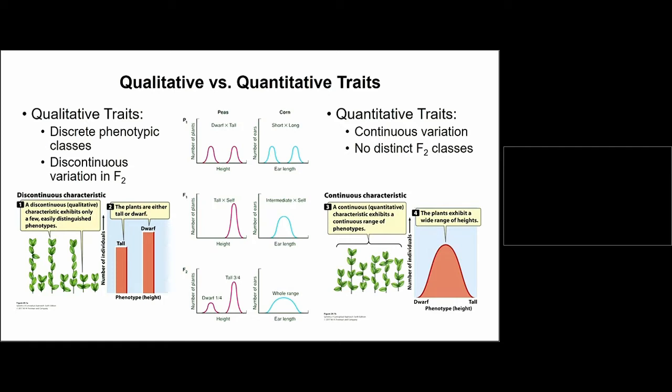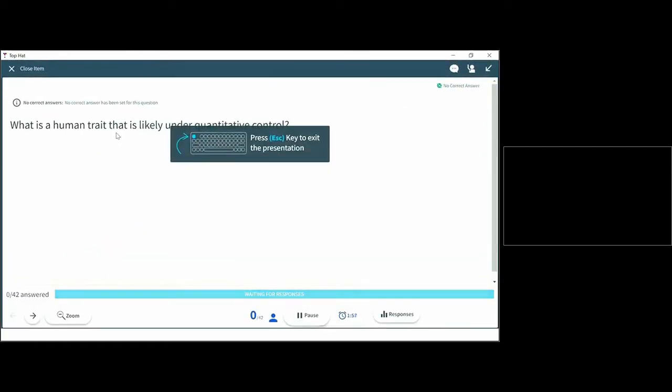So can you think of any human traits that are likely under quantitative control?